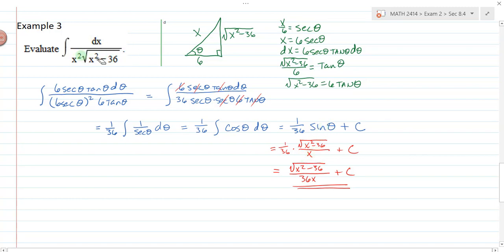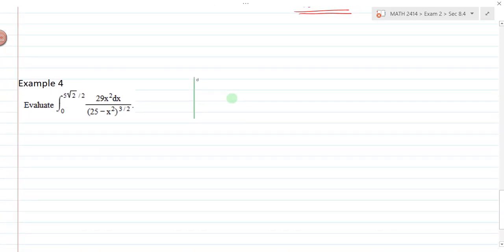Now this looked like a horrible problem. The substitution wasn't that bad. The trig functions canceled nicely and gave us something that was easy to integrate. We just had to go back and write our answer in terms of x. Not a bad deal. Let's look at another one.